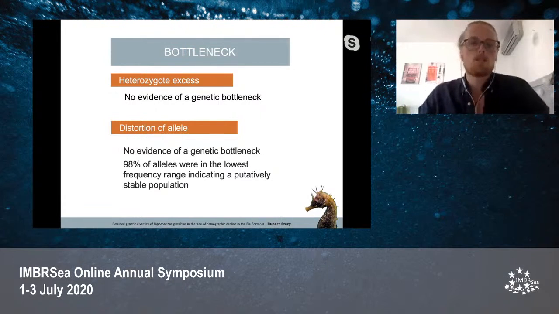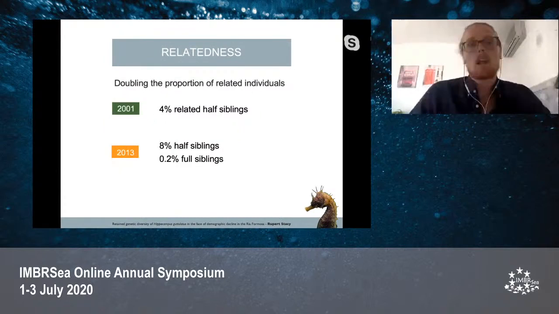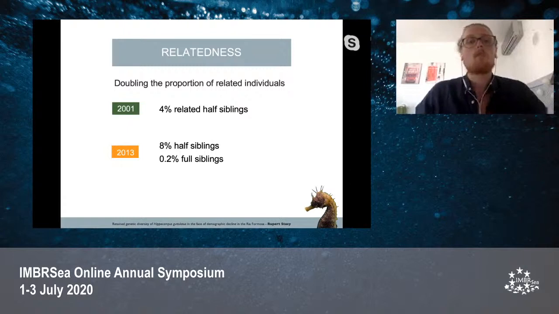We used 2 methods, heterozygote excess and one that looks at the distortion of allele frequencies, and neither of them suggested that a genetic bottleneck had taken place from 2013 as a result of the decline in 2008. As for the results of the relatedness, we found 4% of the samples in 2001 to be related as half-siblings, whereas in 2013, this percent doubled to 8%, and we even found a small number of full siblings.